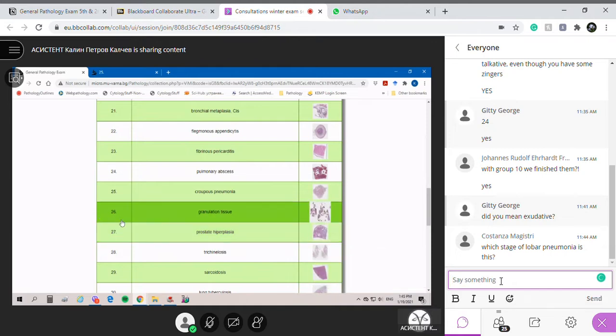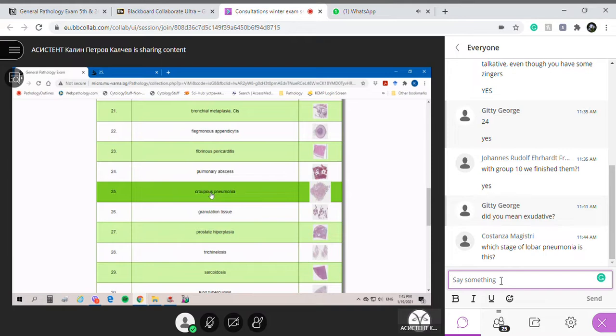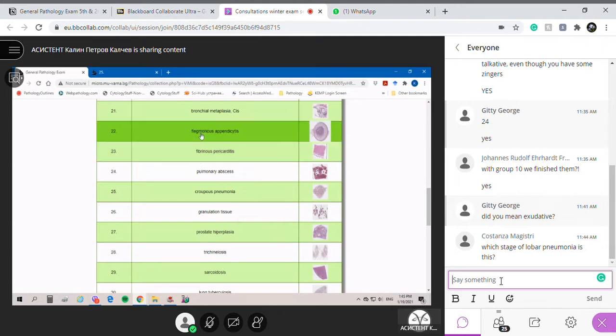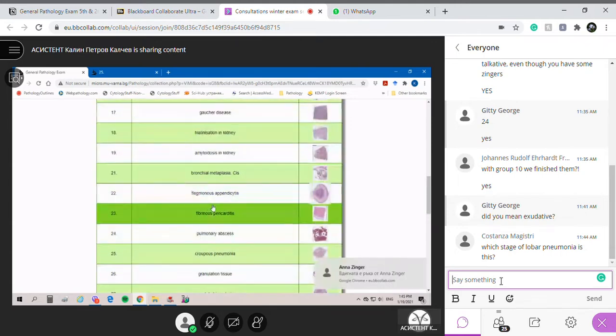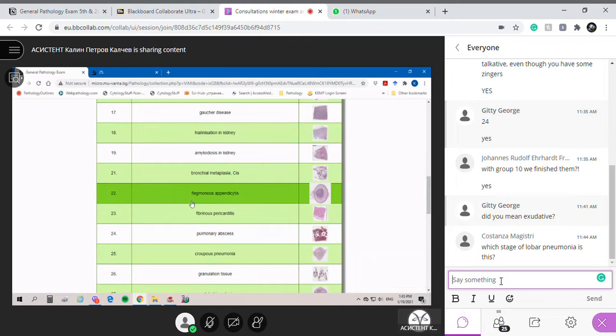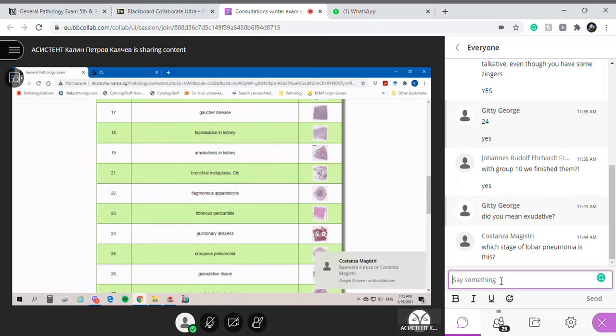Okay, so this is croupous pneumonia, pulmonary abscess, the previous one is the fibrinous pericarditis, phlegmonous appendicitis. These are all, okay, did someone want to ask something? Yes, there was a question.